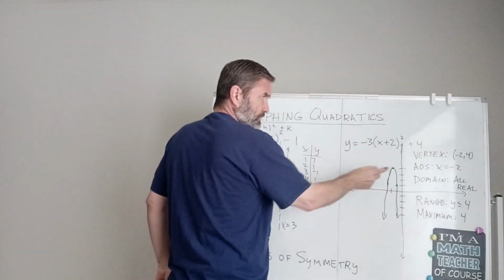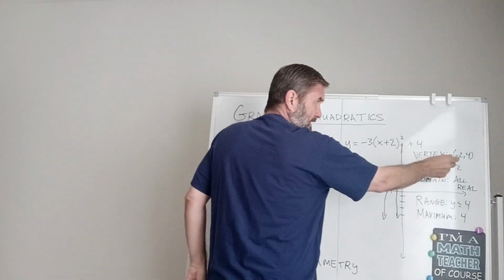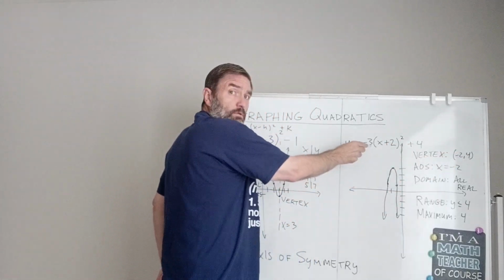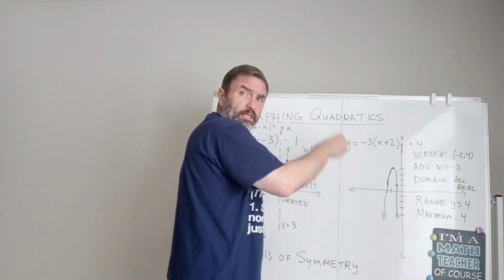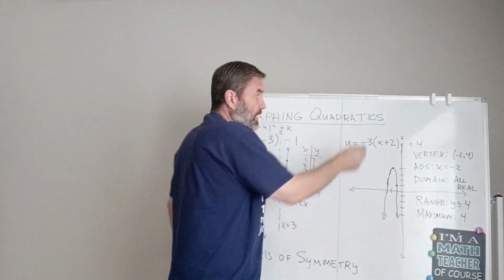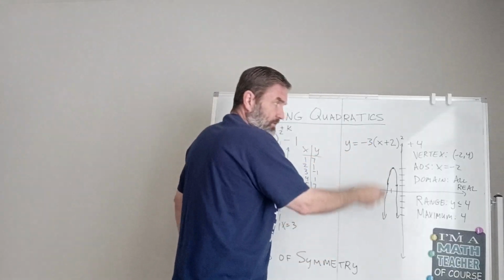This time we went left 2 and up 4. So my vertex is at (-2, 4). We have a vertical stretch of 3. Remember, it doesn't matter if it's negative. If the number is greater than 1, it's still a stretch. But now we have the x-axis reflection. That's why you see it going down.